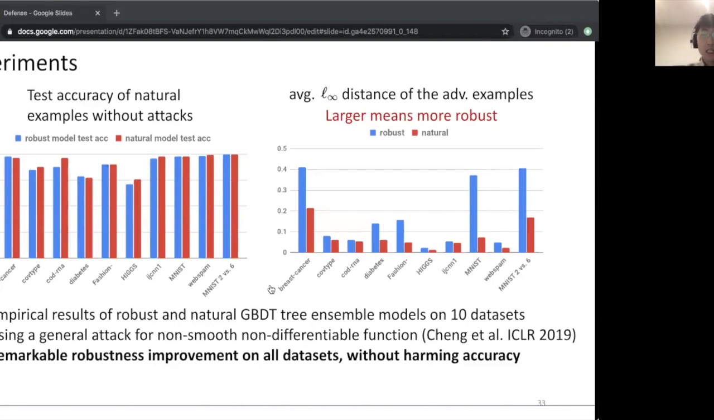On the right, we show the average L infinity distance of the adversarial examples found by an attack. A larger distortion norm indicates better robustness. So if the bars are taller, then the model is more robust. We can see that our blue bars show that our robust model can significantly improve the robustness under adversarial attack.